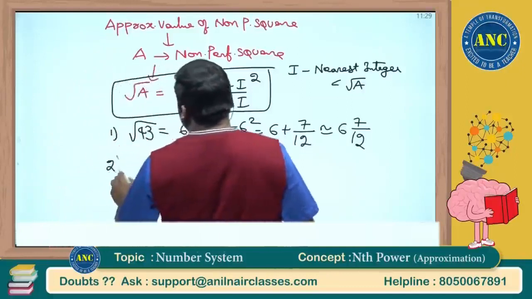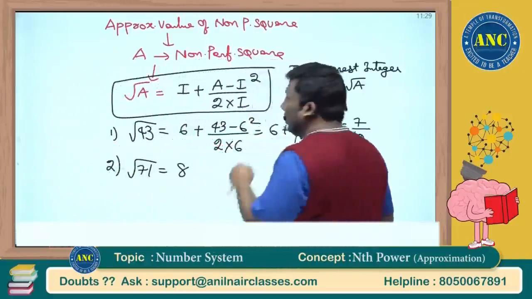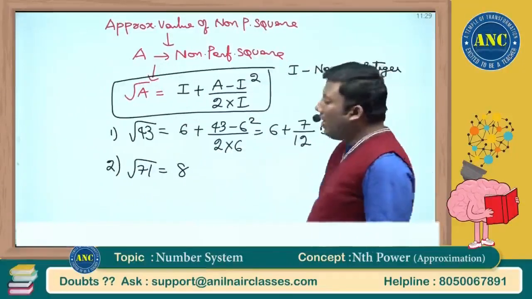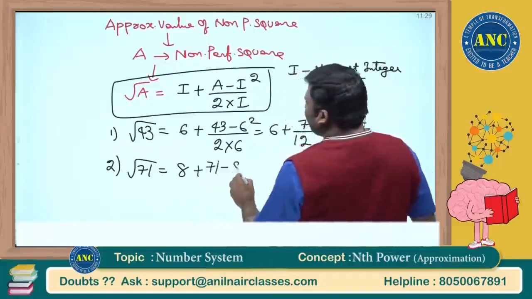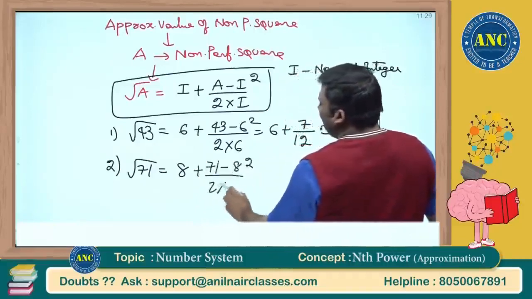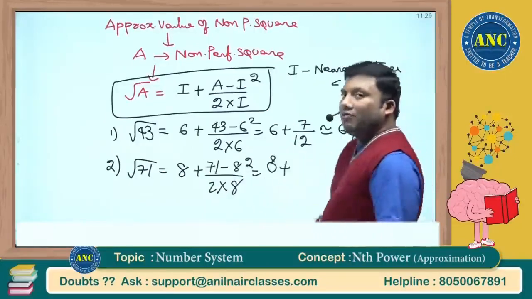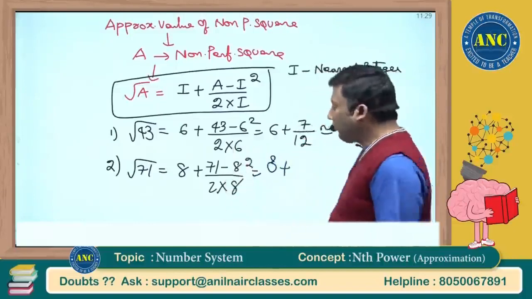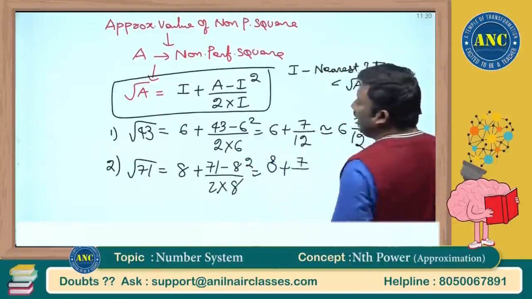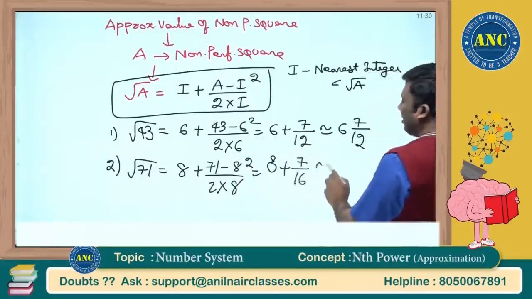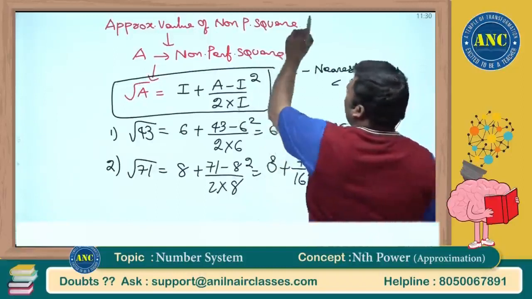Second one, for example, root of 71. What is the nearest integer just less than root 71? Root 64. 8 plus 71 minus 8 square divided by 2 into 8. I want my students to be different from others. When they explain my logic to their friends who have not seen any of my videos, they should say it with 100% conviction. The answer is 8, 7 by 16.